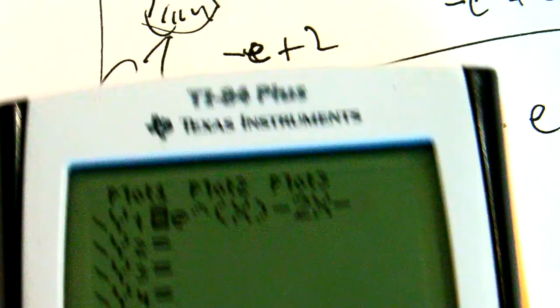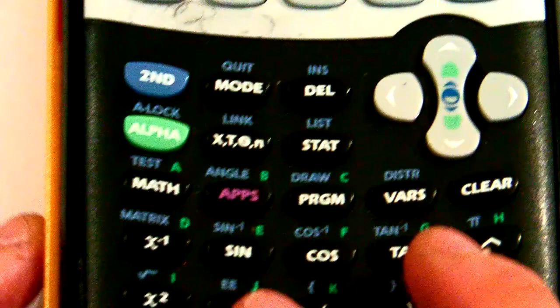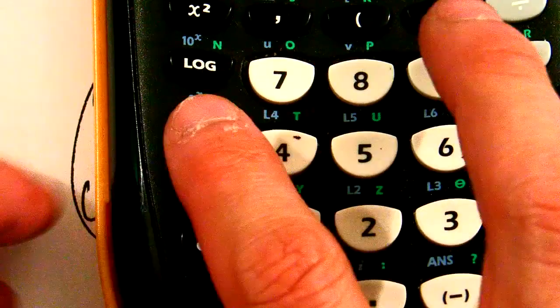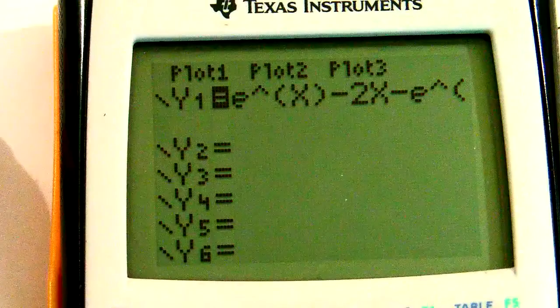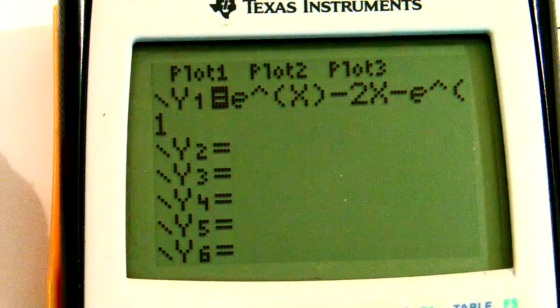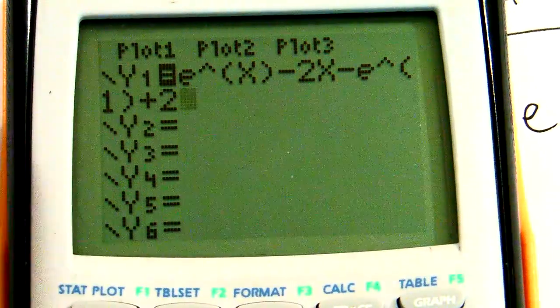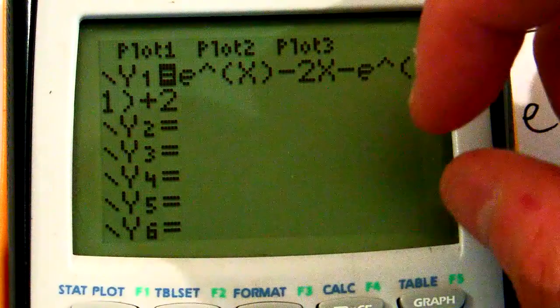Now e, you just go e to the 1. So hit second again, and then you're going to go to ln, and then it's going to go e, and then just put a 1 in there, close parentheses, and then go, what is it, plus 2, right? Plus 2. So make sure you have this one here, and then let's hit graph.